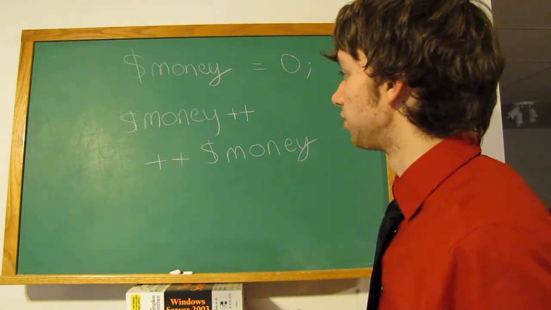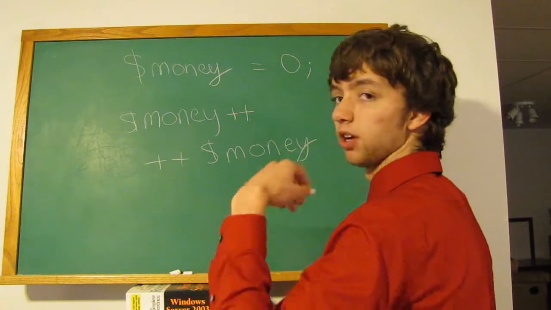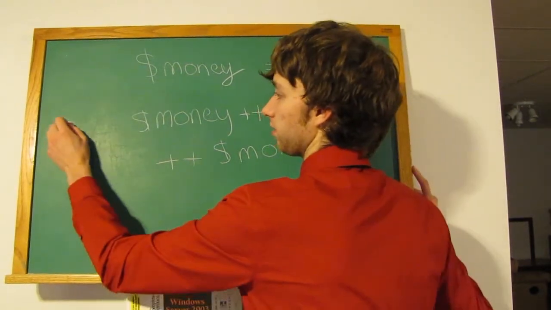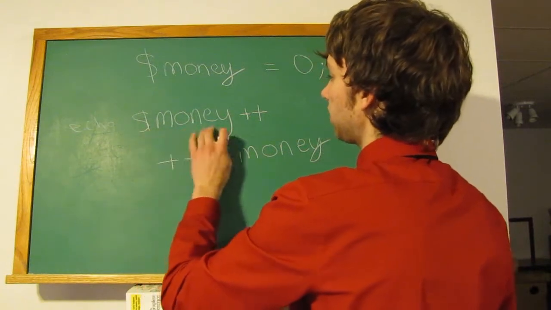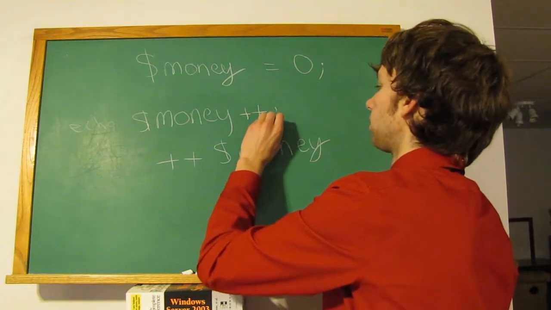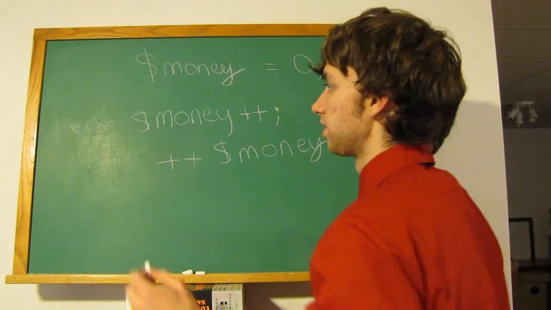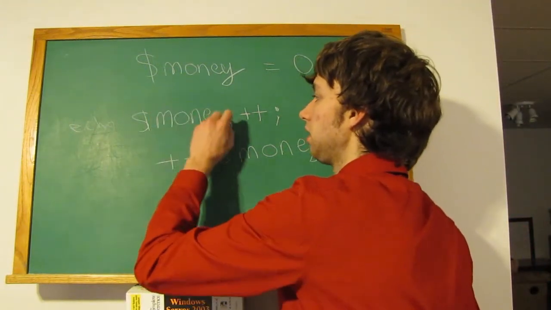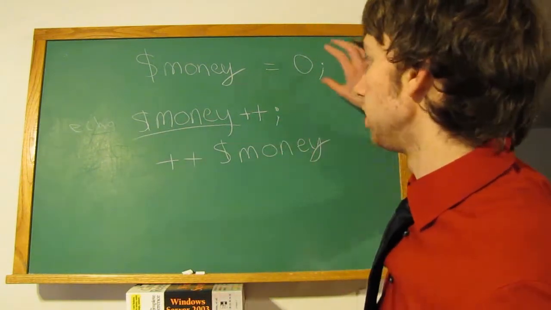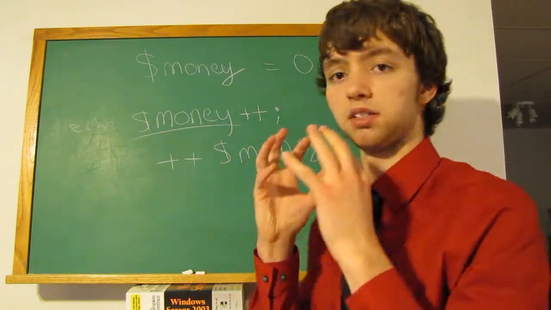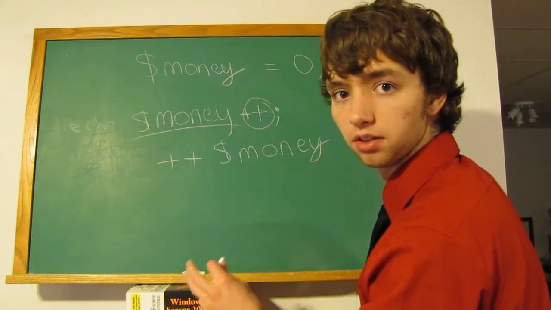Well, the main difference is that, let's say we're echoing this phrase out. So echo is just a way to present it to the browser. Echo money plus plus. Well, what this is going to do is it's going to echo money. So money is going to be echoed right then. So what does money equal? It equals 0. So it's going to say 0. And then it's going to increment it.